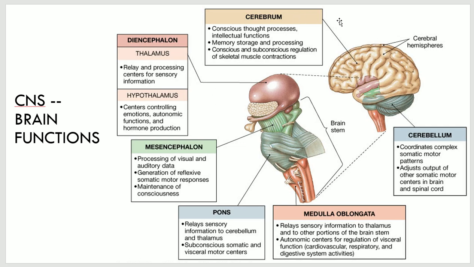And then we have the cerebrum. So notice the amount of the brain that is cerebrum, okay? The cerebral hemispheres. It's all of this yellowish, tannish color.